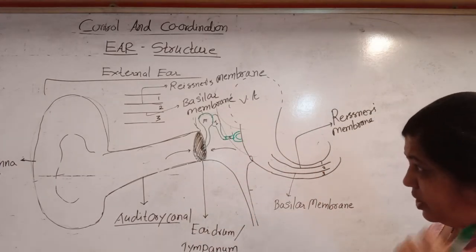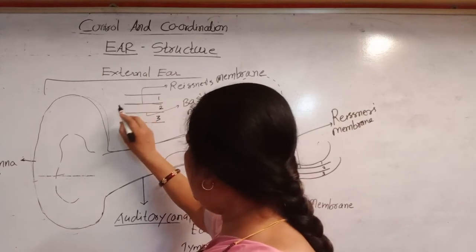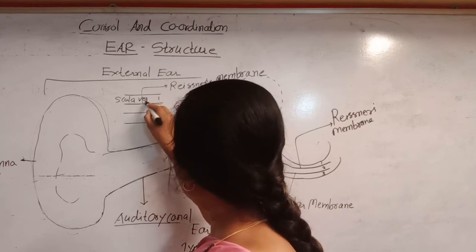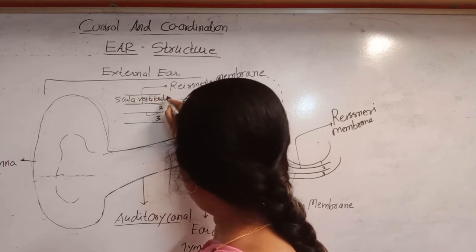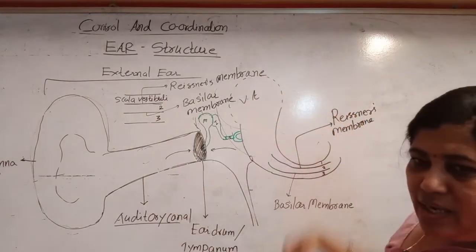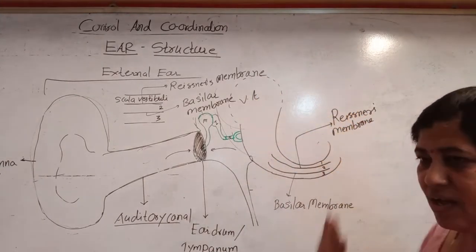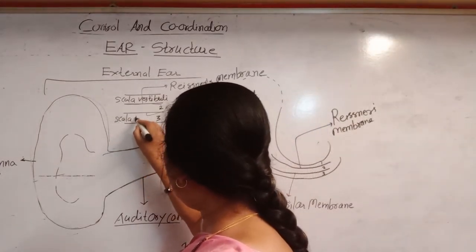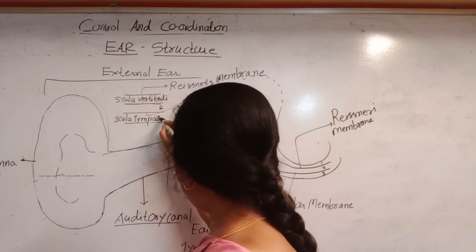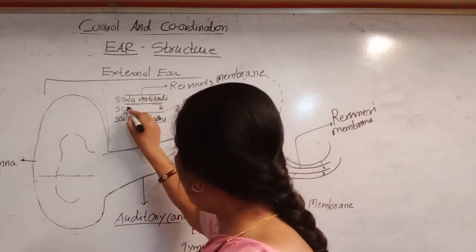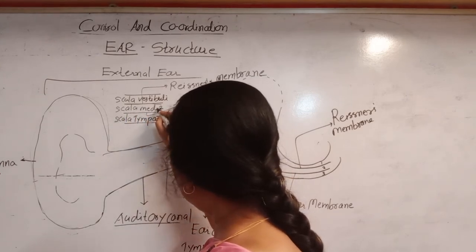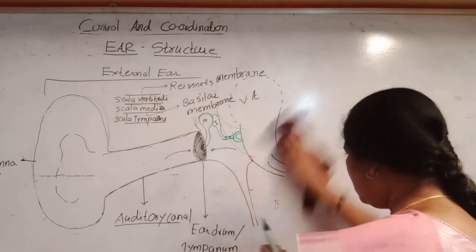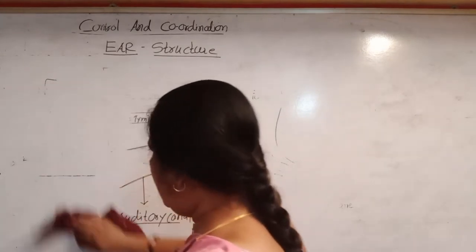And there are three chambers. This chamber is called scala vestibuli. Why is it called scala vestibuli? Because it is towards the vestibular apparatus. It is the upper chamber. And this is called scala tympani. And this is the scala media. We will discuss this in detail. That is the cochlea.